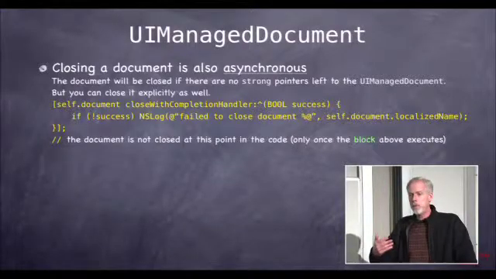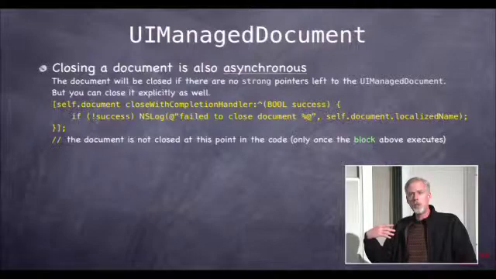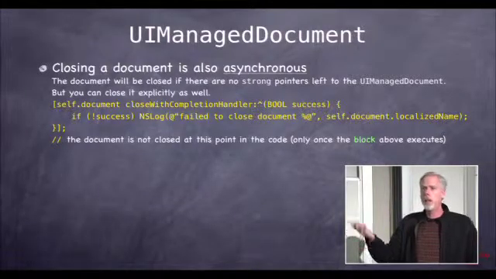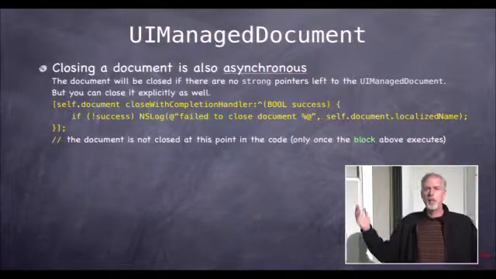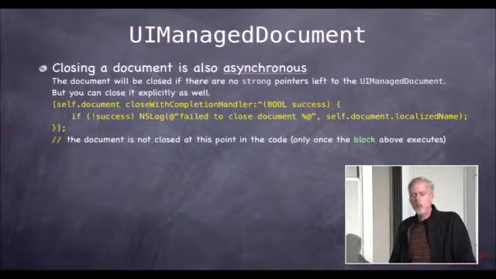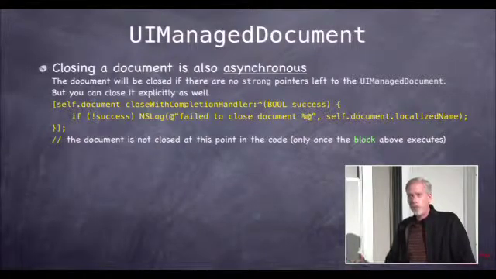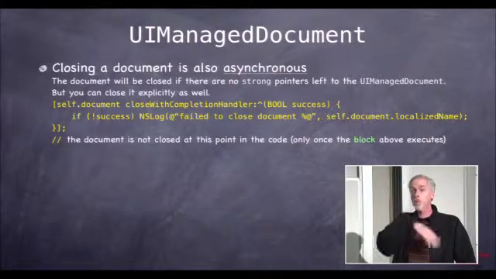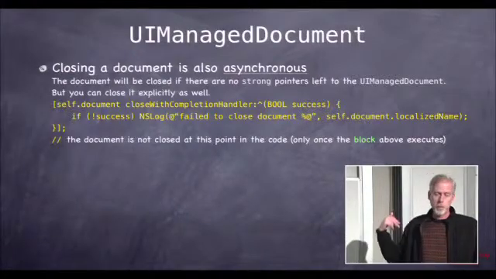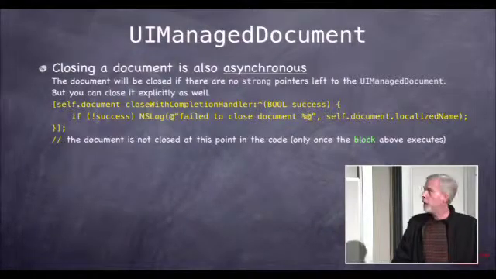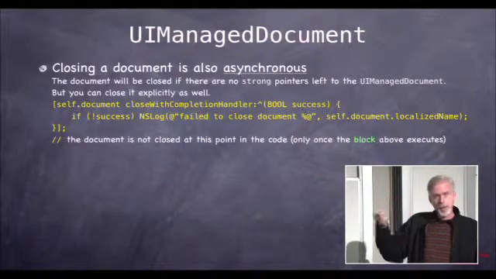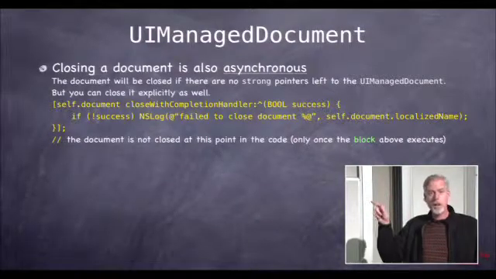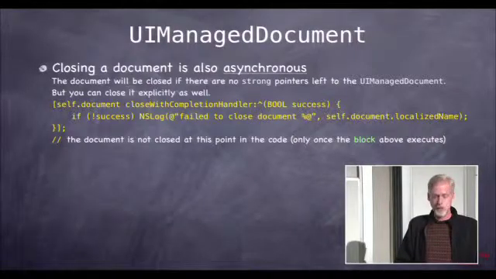If a UIManagedDocument has no more strong pointers to it, it will automatically be closed. Okay, so if you just stop pointing to a UIManagedDocument and no one else points to it, it'll get closed. So not to worry. You don't have to do an explicit close. It's kind of like the autosave. But generally you would want to do a close if you looked at a document and you got the information and now you're done with it, and maybe you moved on to another document. Okay, close the previous one, move on to the next one. But it's asynchronous, so notice that on the next line, it's not closed yet. You have to wait until the block executes, then it'll be closed.